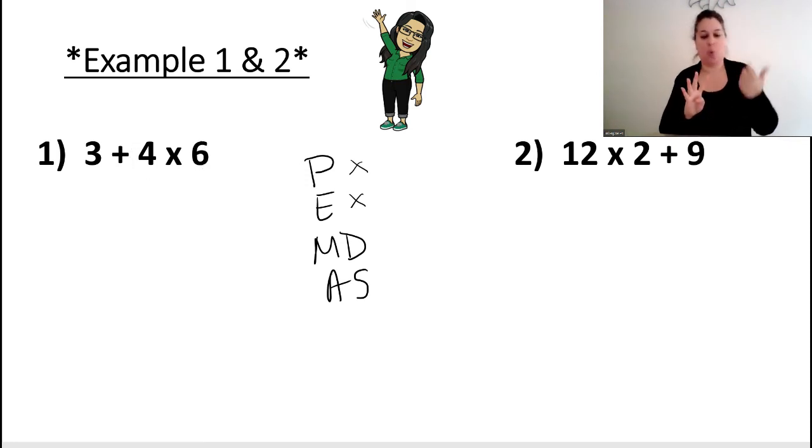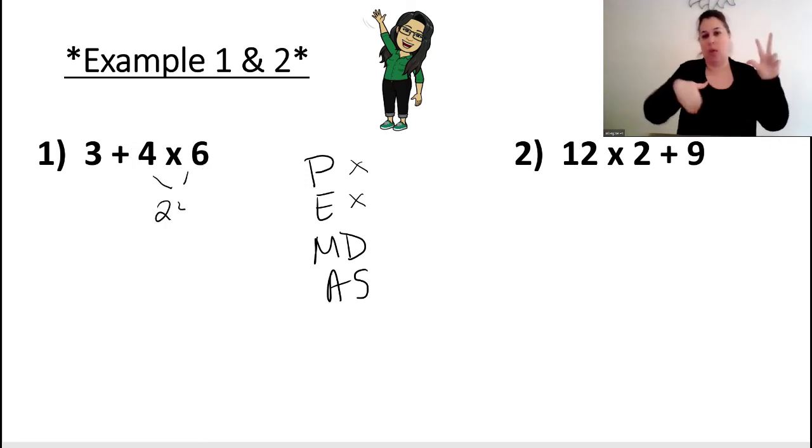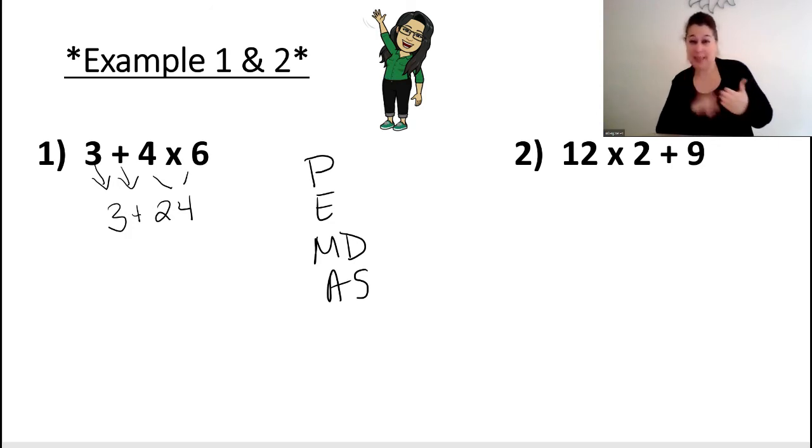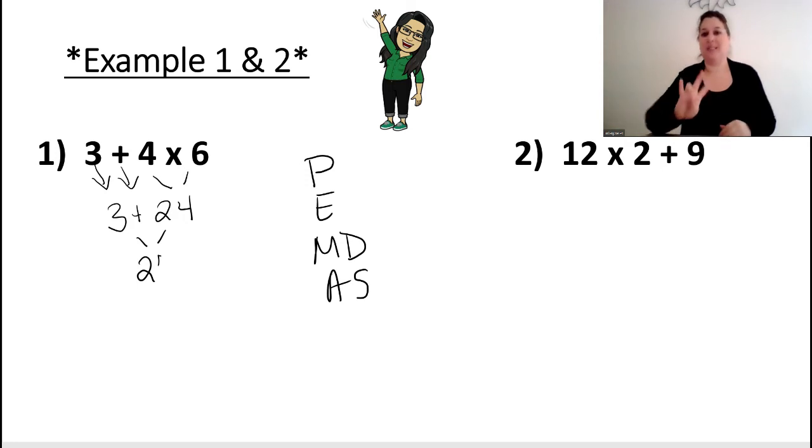That's 4 times 6. So 4 times 6 is 24. Then I'm going to bring everything else down. So I'm left with 3 plus 24. Well, that's only one operation. There's addition there, so I know I could just add them up. But if I want to continue following the order of operations, I'll ask myself, do I see any parentheses? No. Do I see any exponents? No. Do I see any multiplication or division anymore? Nope. Do I see any addition or subtraction? Yes. Do my addition. 3 plus 24 is 27.